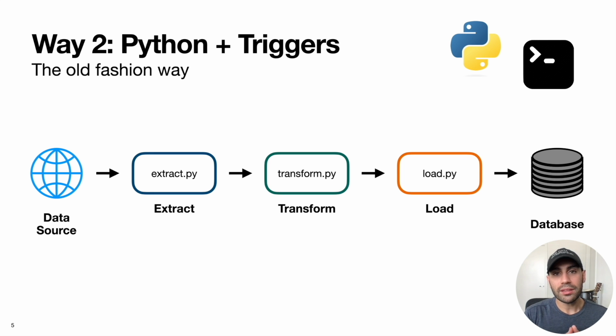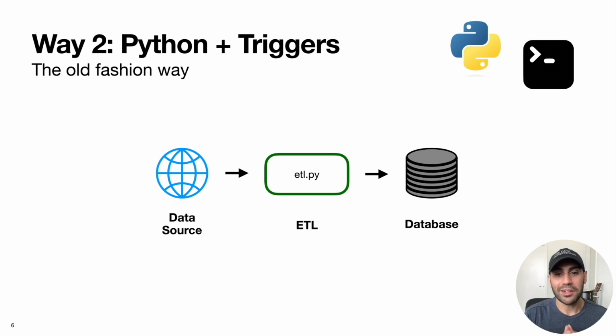Given these three Python scripts, there's nothing stopping us from creating yet another script that consolidates all these steps. We can call that script etl.py. So now instead of running three scripts consecutively, we can just run one script. Although this has streamlined the process, this is still not automated because we still have to manually go to the command line and type python etl.py. This is where the idea of a trigger comes in.